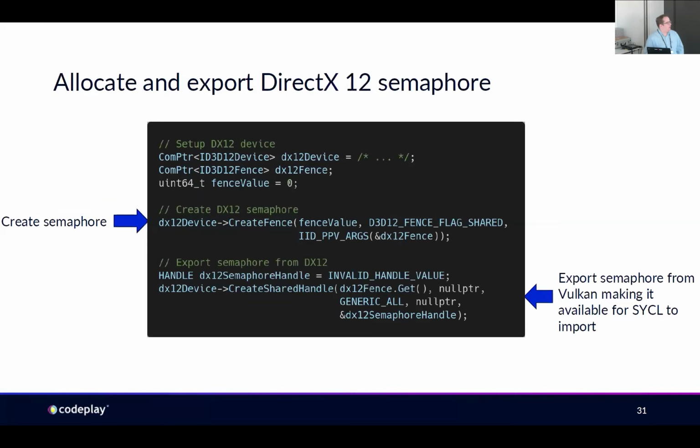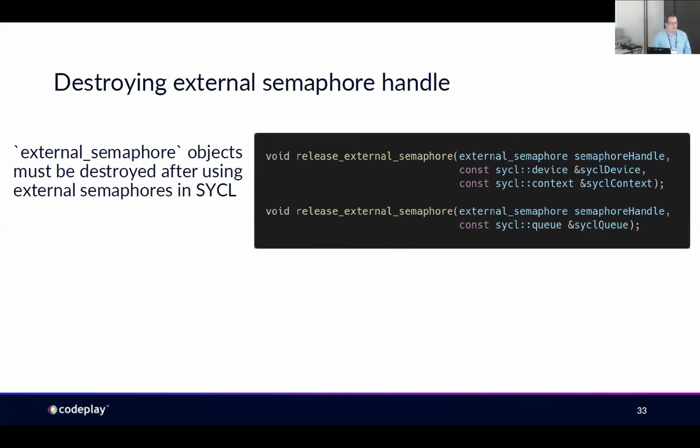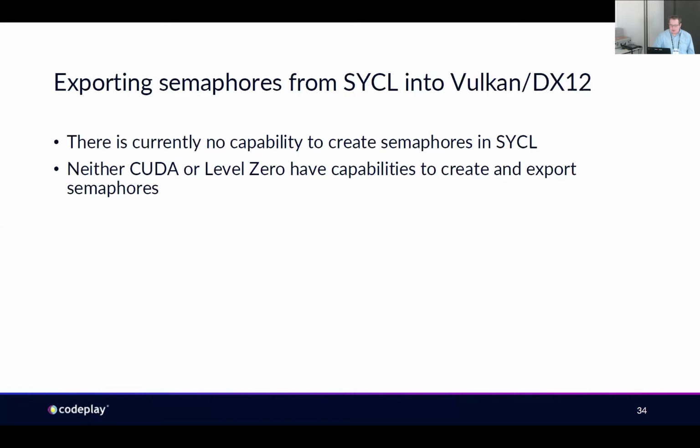And then this is what it looks like in DirectX 12. Create the semaphore, export the semaphore from DirectX 12, and then describe what kind of semaphore is being imported, and then finally just import the semaphore into SYCL. And then, of course, similar to external memory, the external semaphore object must be destroyed after use.